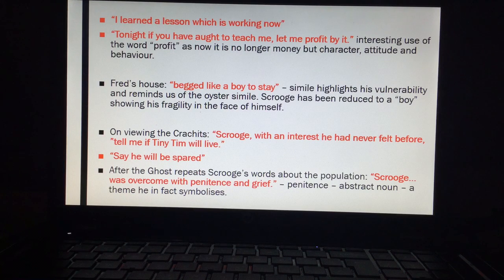It's as if he's begging, oh my God, please let him be all right. Kind of reminds us of beg like a boy to stay, and the begging of Marley when he says, speak to me, yeah?